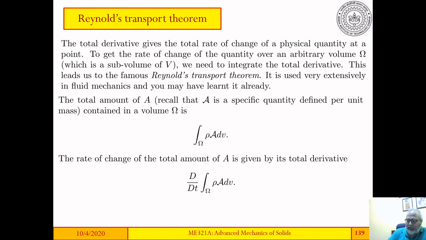So we have said that A is per unit mass. A is A per mass. Okay, so if I have a small volume dV, the mass of that volume is rho times dV. Rho is the density at that point x. So I have a small volume around x, and then let me write it.